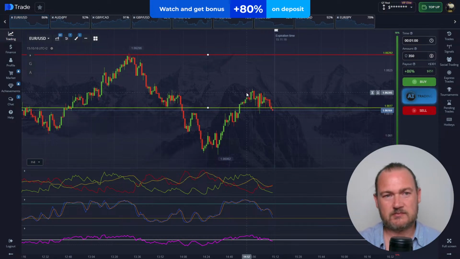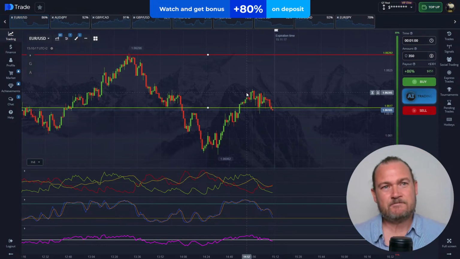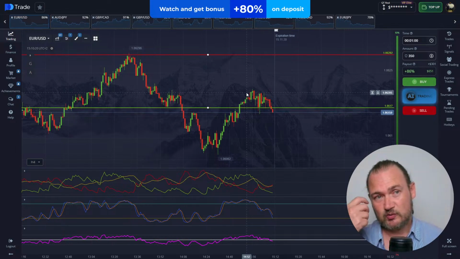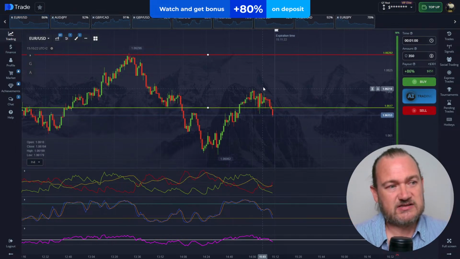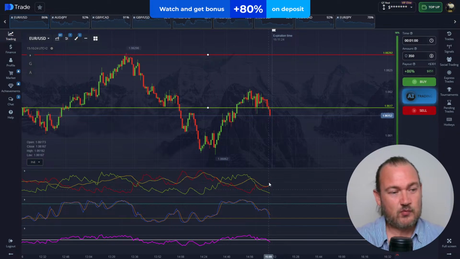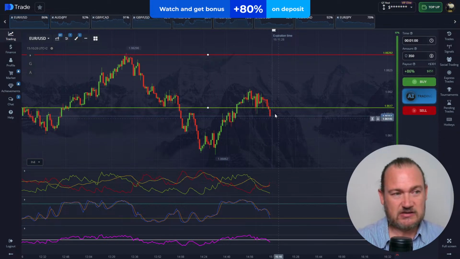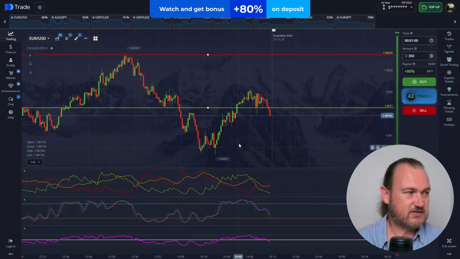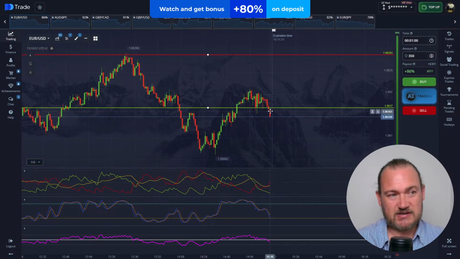But that's, like I said, no strategy or tool will ever be a rule. It's just something to assist you. I did not get any entries here from any of my strategies, so this will not be an area where I'm taking a trade.